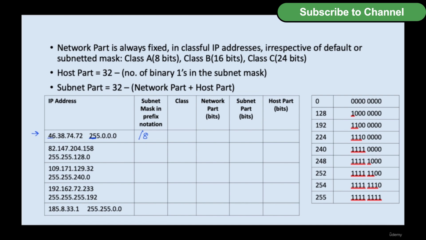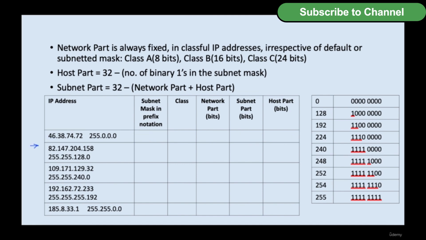Since first octet value is 46, it is a class A IP address. Since it is a class A IP address, network bits are 8. And then we will solve the host part, that is 32 minus number of binary ones in the subnet mask. Its formula is written here. So 32 minus this value, I got 24. Host part is 24. So network part is 8 and host part is 24. If I add these values, it is already 32. So it means there are no subnet bits present in this IP address and subnet mask.